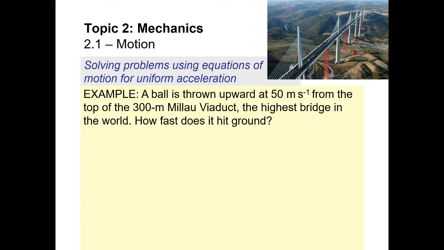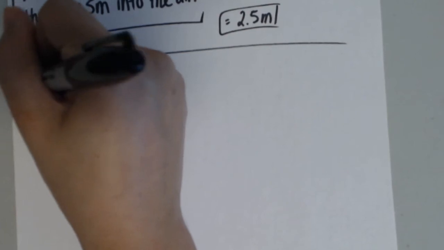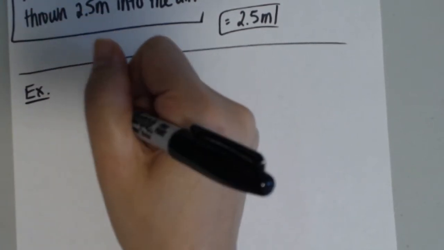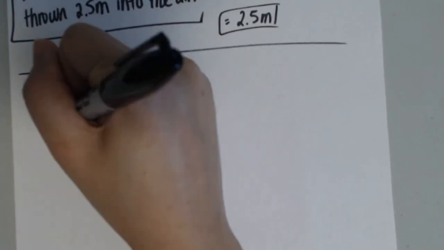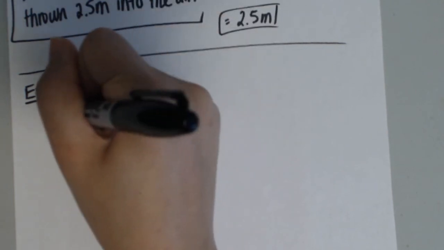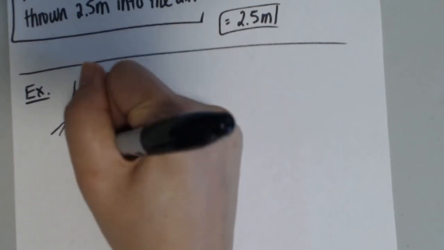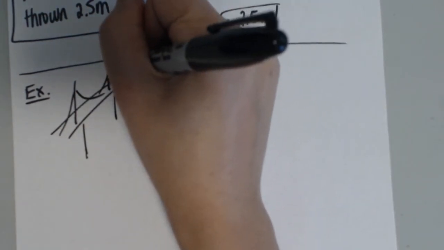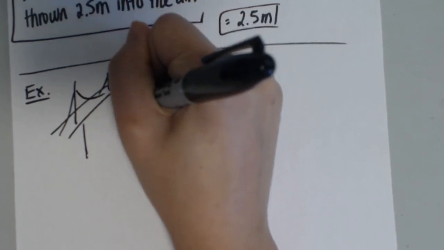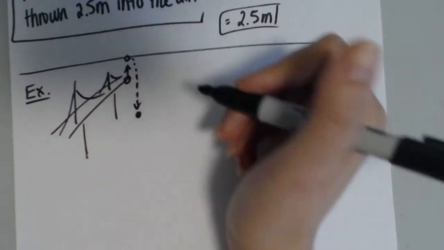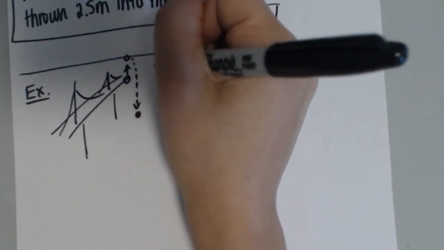Okay, let's go to our page here and solve this. Okay, so let's see how we're going to do this. Let's draw the bridge like this, and we've got the poles holding it up. Okay, so a ball is thrown upwards, so it's thrown up first, and then it comes down and hits the ground, right? So it starts on the bridge, gets thrown up, and then falls and hits the ground. It's thrown up at 50 meters per second.